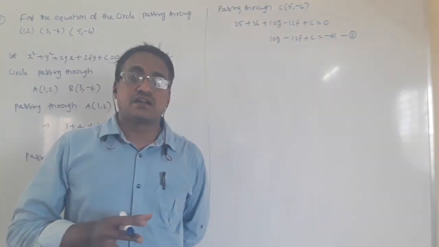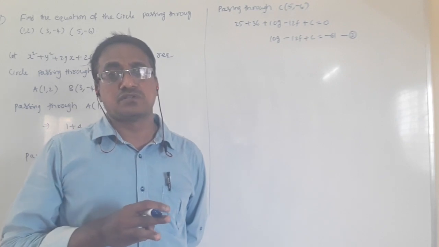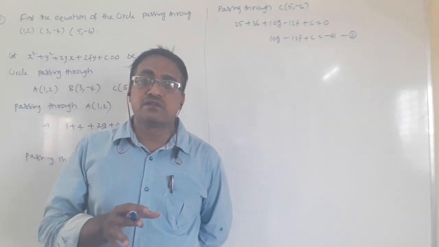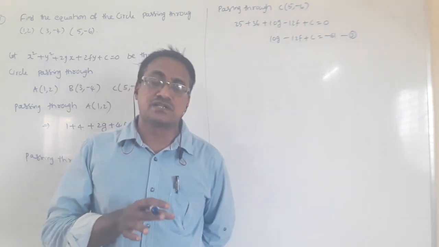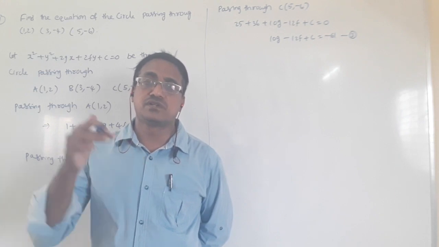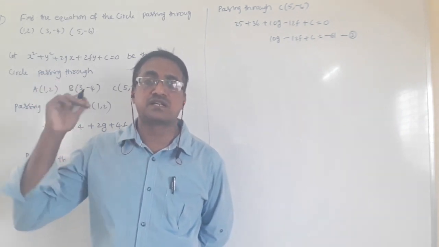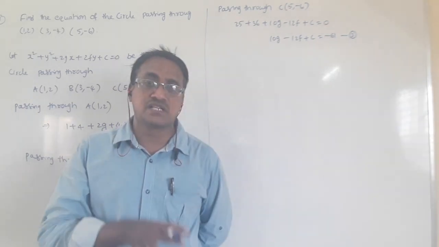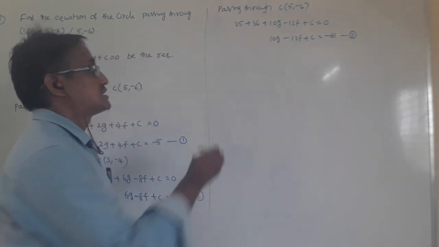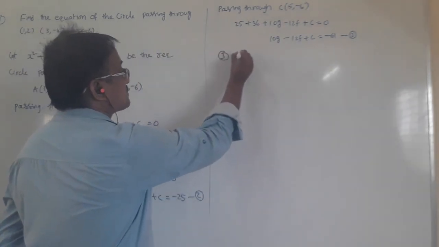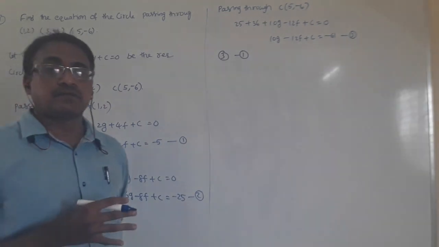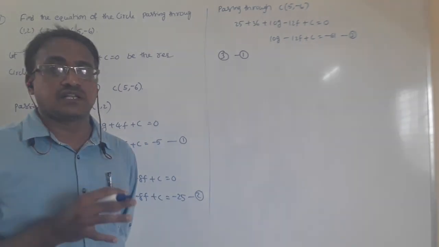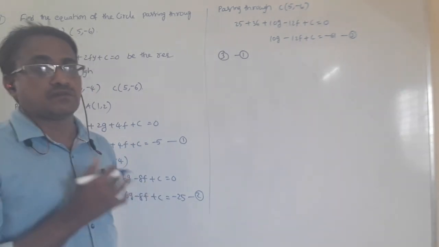Now you have 3 equations and 3 unknowns g, f, c. So by solving these 3 equations, you will get g, f, c, and therefore you substitute those values in the required circle. Now first of all, we eliminate c from these equations. So let us consider equation 3 minus equation 1. And remember to do the same procedure in each problem, and they will be easy to solve.